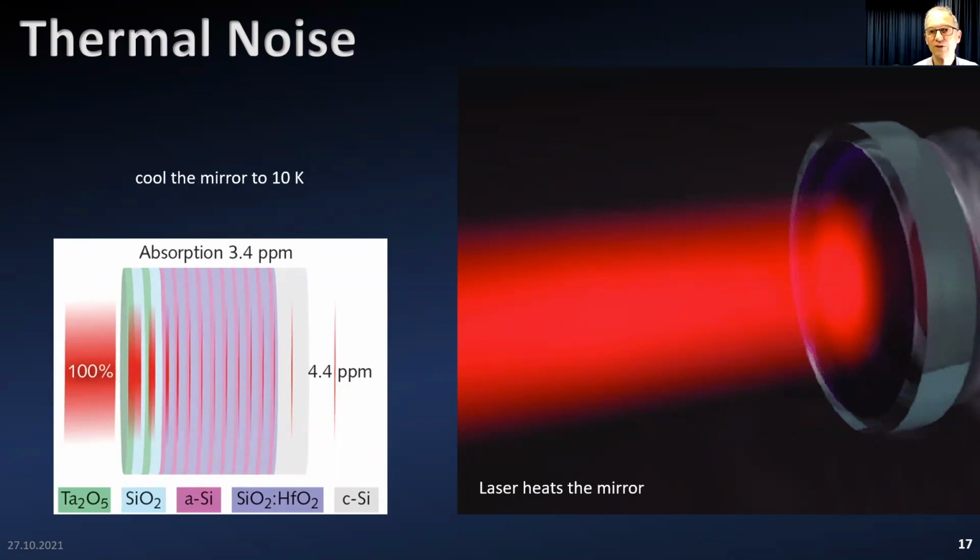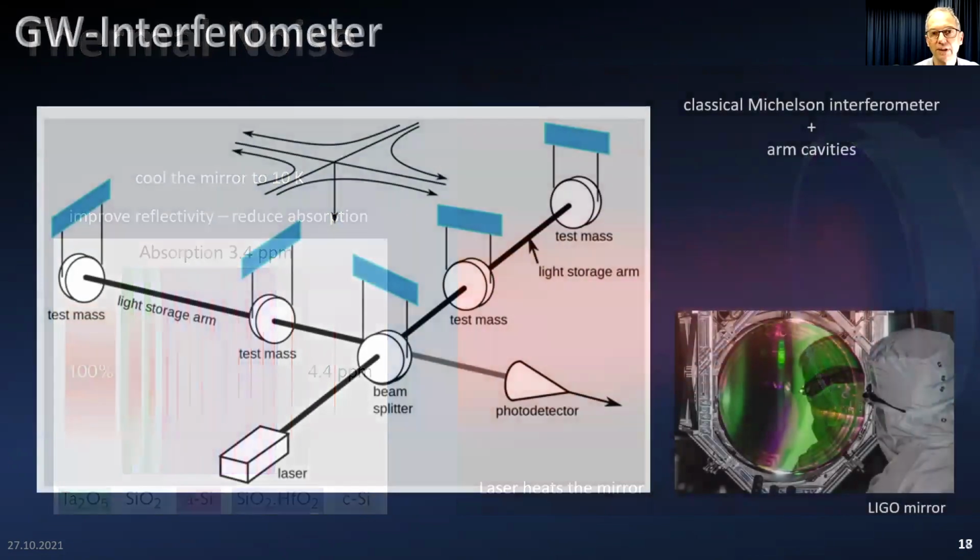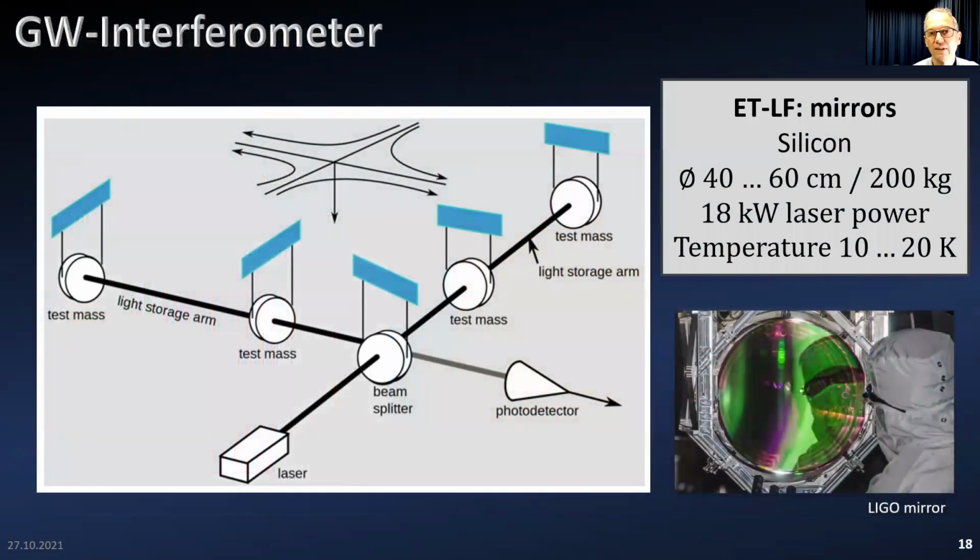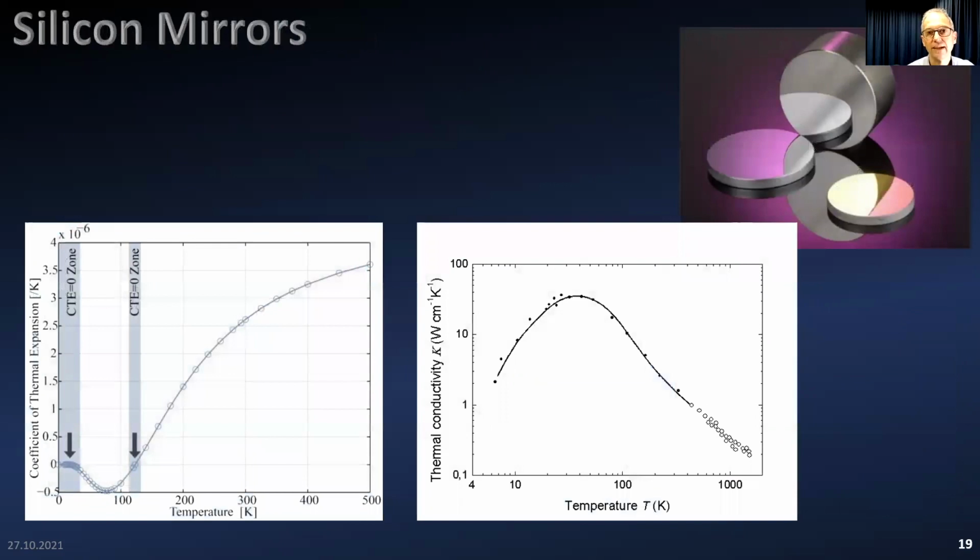And this is the reason why we built two interferometers. The interferometer on the left, on the low frequency side, uses less laser power because the quantum fluctuations are not so important at low frequency, and therefore it allows us to cool the mirror to 10 Kelvin. On the low frequency interferometer, we have slightly smaller mirrors, same weight, but we only have 18 kilowatt of laser power, and therefore we cool it down to 10 to 20 Kelvin. And we use silicon as a base material. The reason is that glass has no longer suitable properties at those low temperatures, while silicon actually does have.